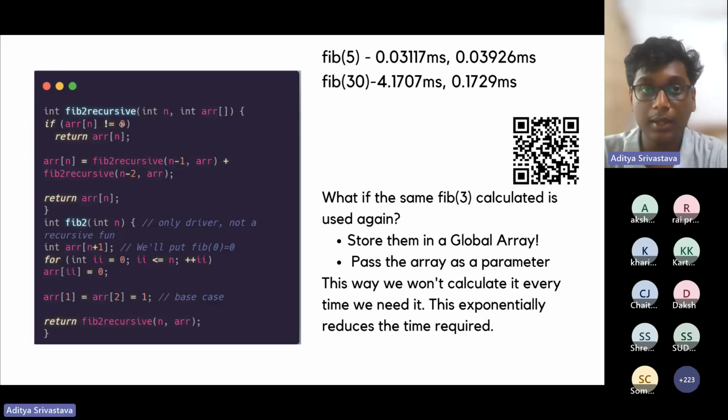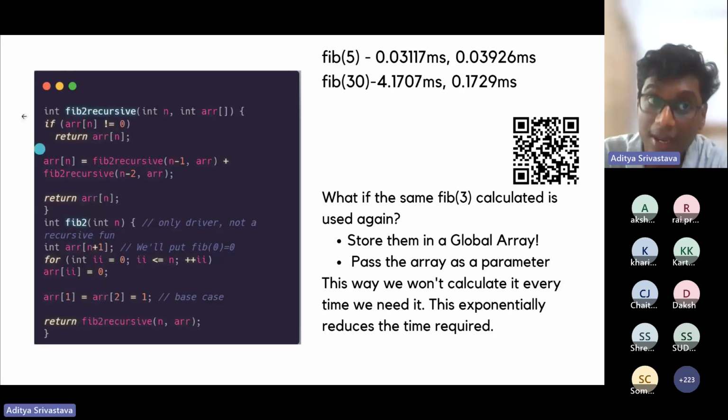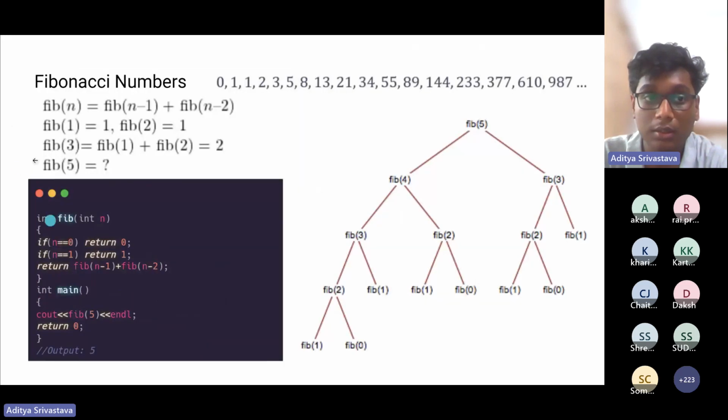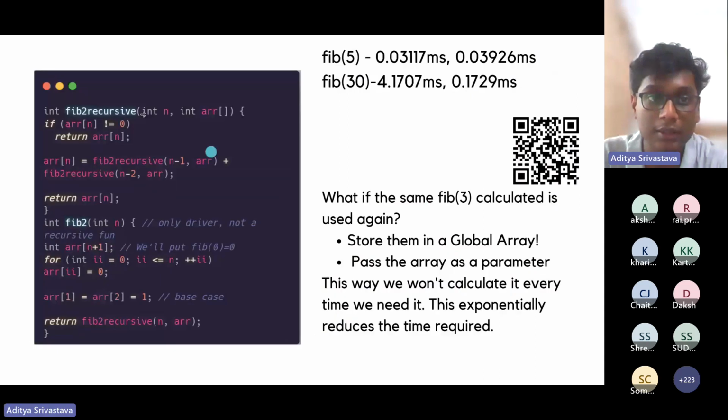We use the same thing here, just we pass the whole array, and instead of n, we do n plus 1 plus fib2 recursive n plus 2. Since Fibonacci of array of n will contain Fibonacci of n, and Fibonacci of n is Fibonacci of n minus 1 plus Fibonacci of n minus 2. So similar to this problem, we are storing this value in arr of n, and we'll return arr of n after we get the value.